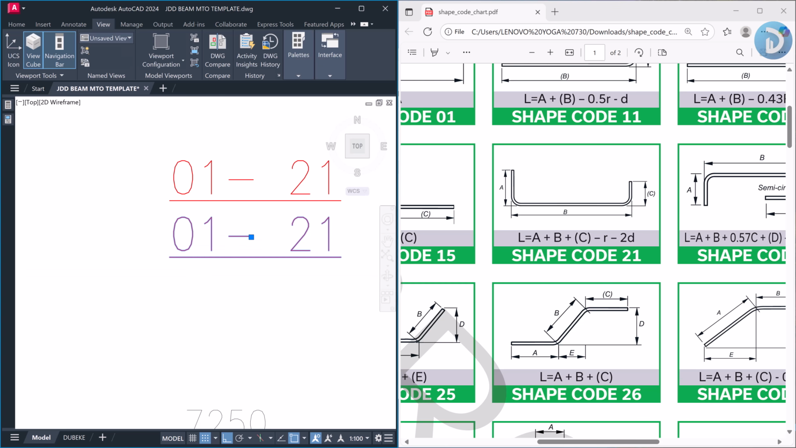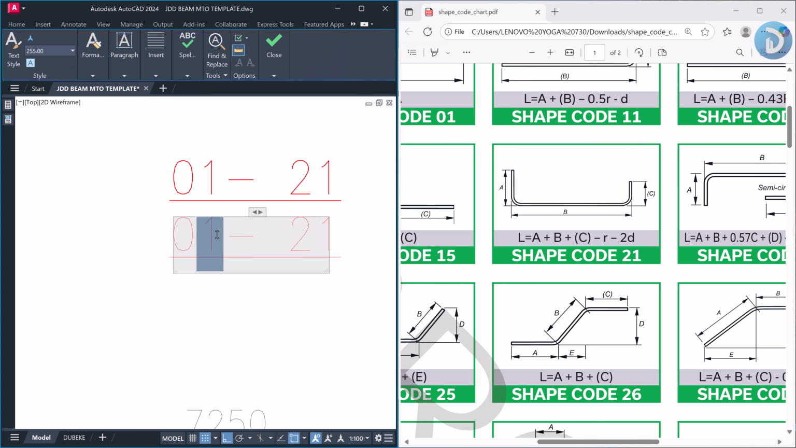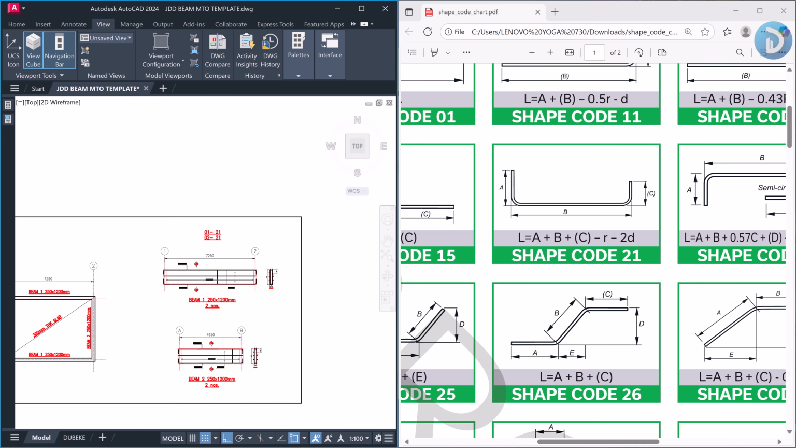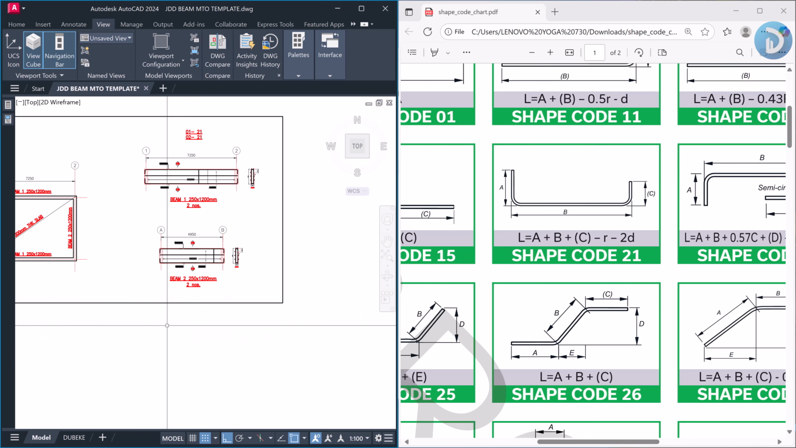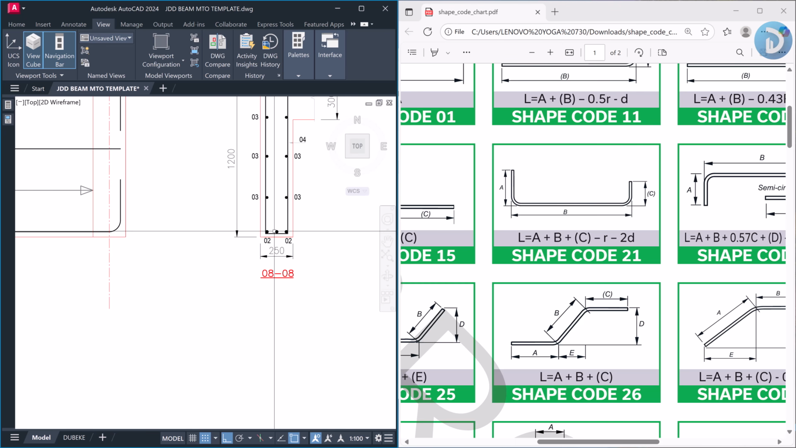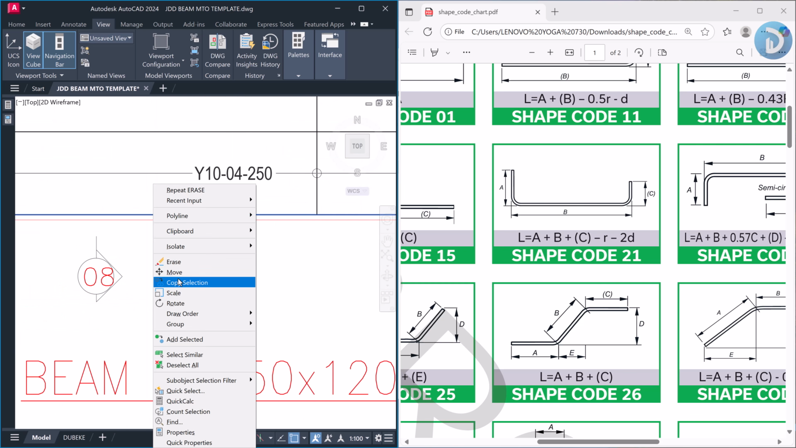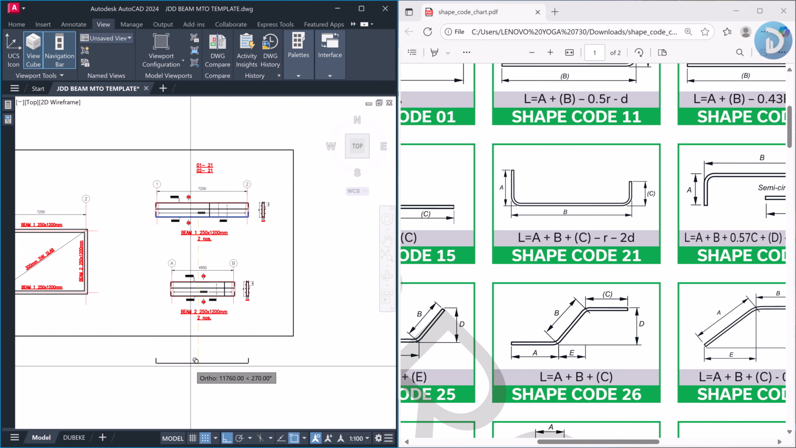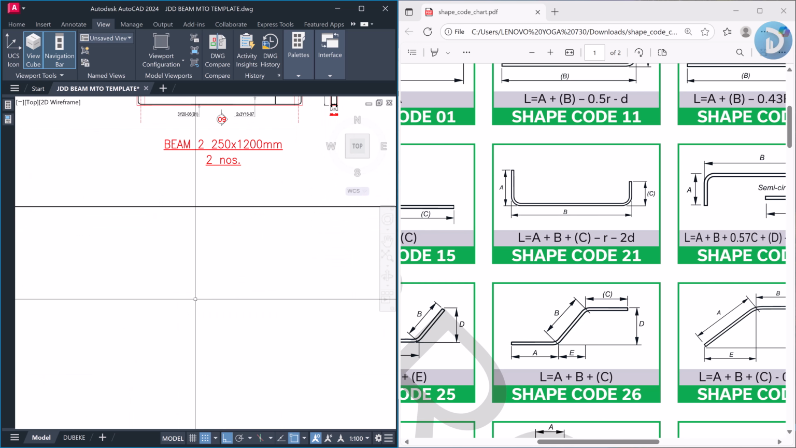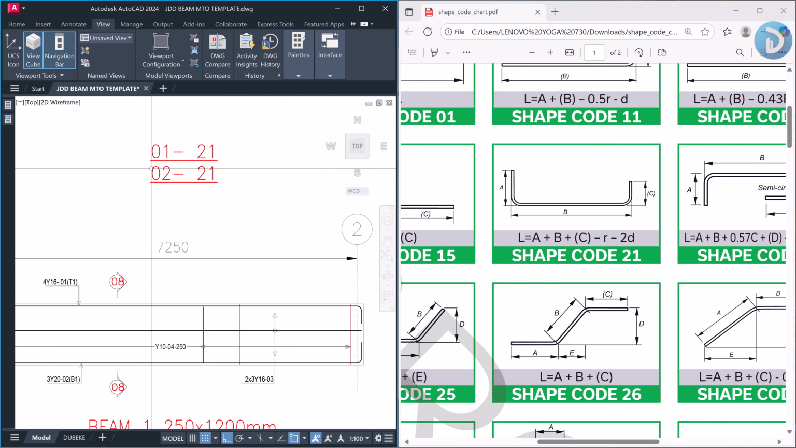Let's edit this and take this to bar mark 02, which is the bottom reinforcement. If we copy this downward and look at how this reinforcement is bent, you'll see that it is also bent as the bar mark 01. So the shape code for this respective reinforcement remains as 21.